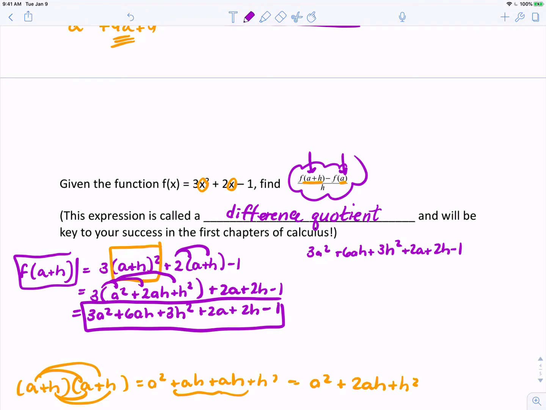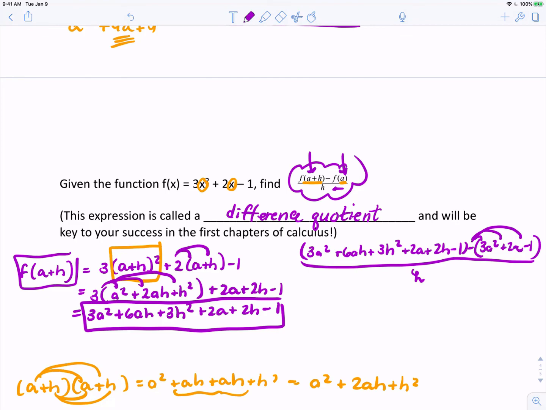Now we're going to subtract f of a, and it's important to remember to put parentheses around it. So we're going to have 3a squared plus 2a minus 1. And the reason the parentheses are important is because we're going to need to remember to distribute that negative sign. And then in the difference quotient, this is all going to be divided by h. So now it's just a matter of simplifying.